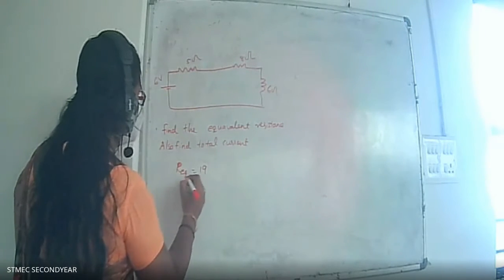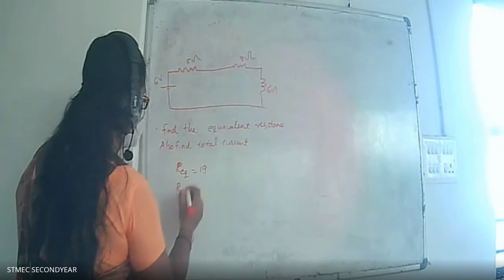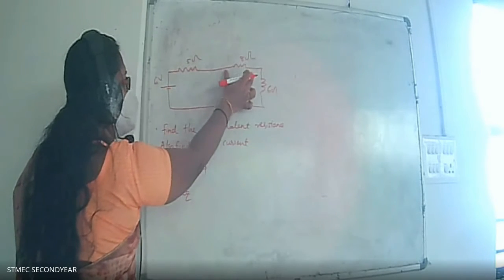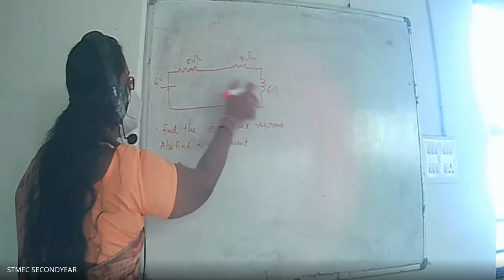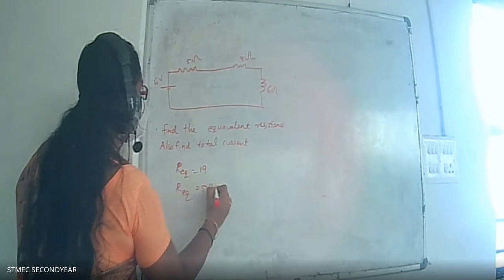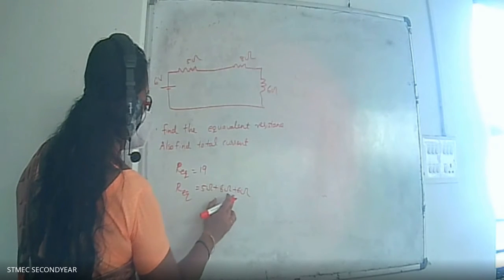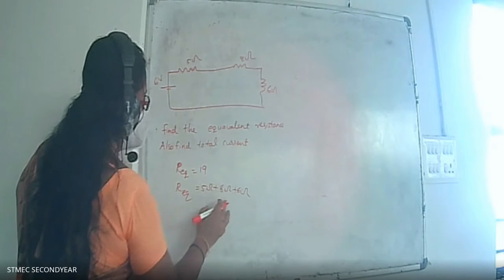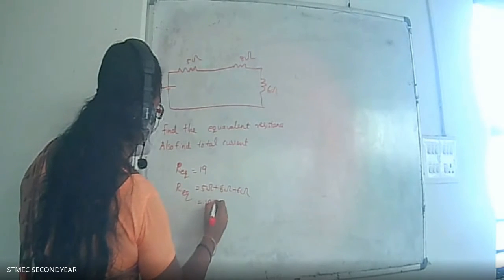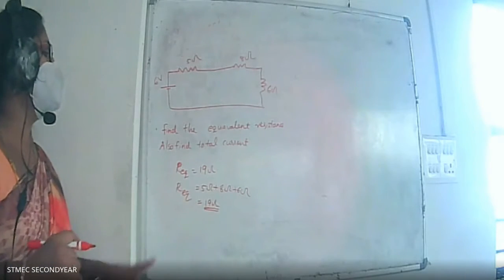How will you get it? Here there are 3 resistors, 5 ohm, 8 ohm and 6 ohm. So here 5 ohm is connected in series with 8 ohm, and 8 ohm is connected in series with 6 ohm. So equivalent resistance is equal to 5 ohm plus 8 ohm plus 6 ohm, which is 19 ohm. So that answer is correct. Dhyan Biju, the answer is correct. R equivalent is equal to 19 ohm.